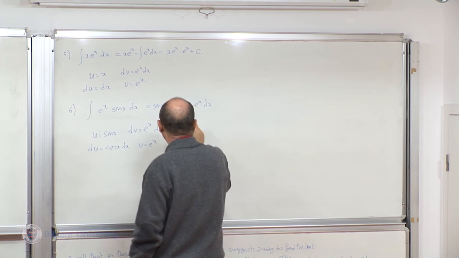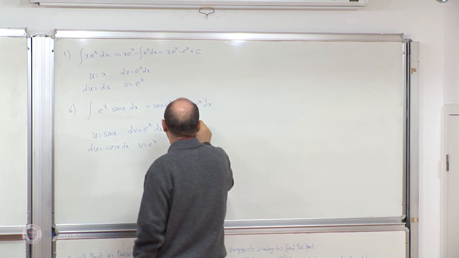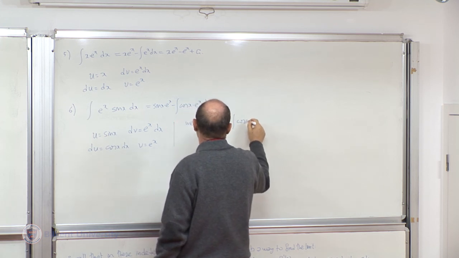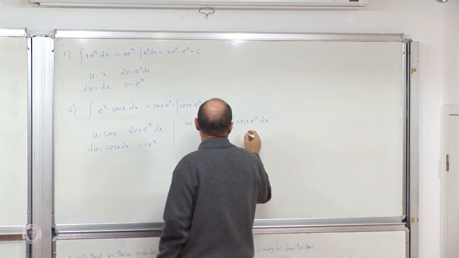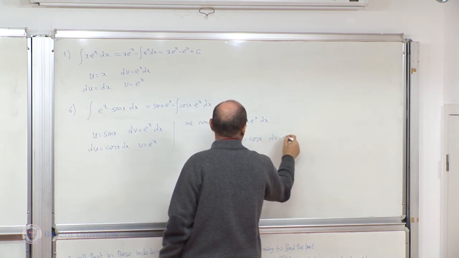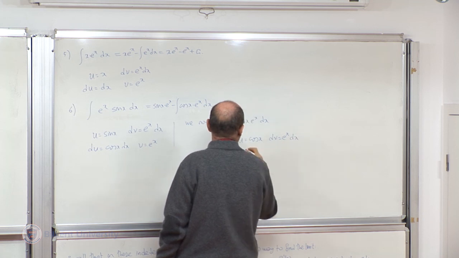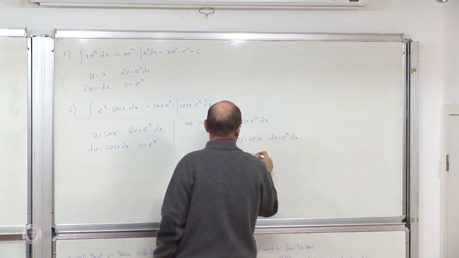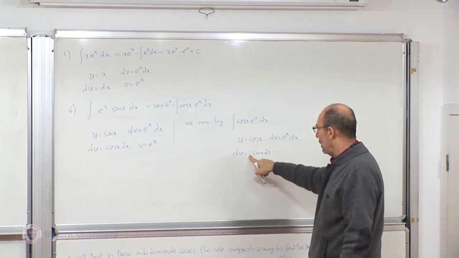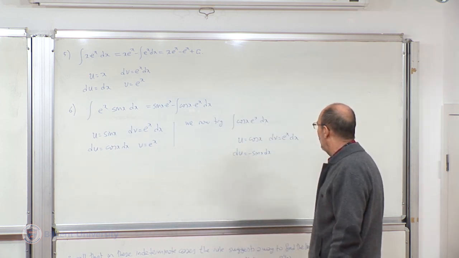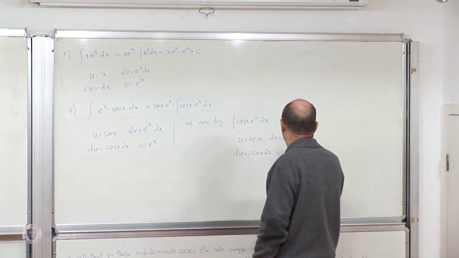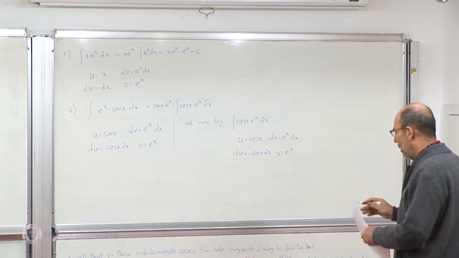Okay, so we now try integral cosine x e to the x dx. Okay, let's say u equals cosine x, dv equals e to the x dx. Du equals minus sine x dx. So this is our hope. Now I realize that this will hopefully give me something nice. V is e to the x.